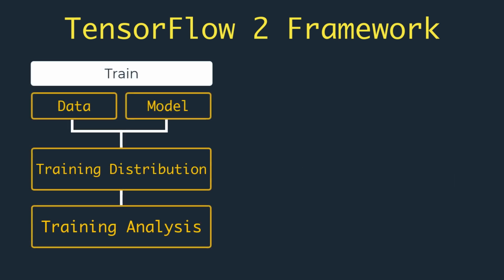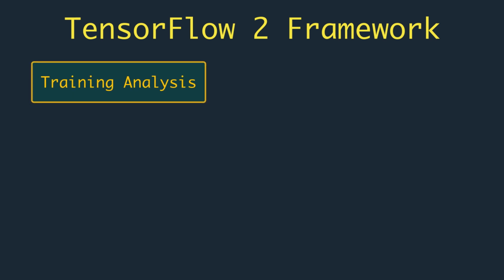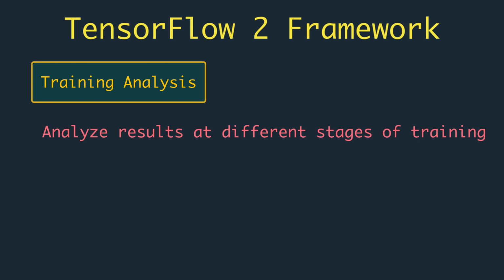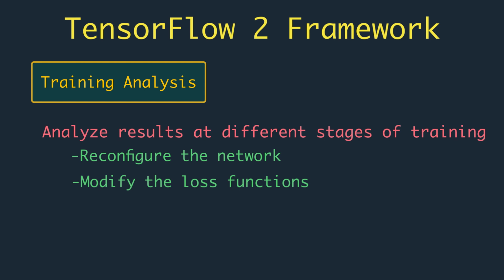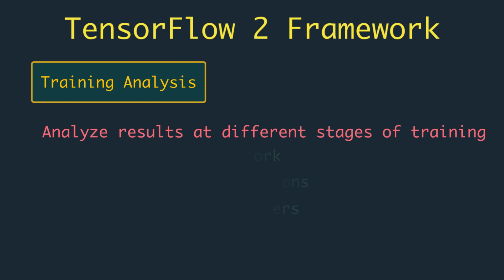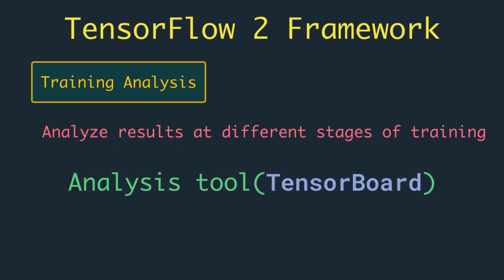And the last part we can fit under this phase is the training analysis. During the model training phase, we will need to analyze the results at different stages of the training. Based on this, we will reconfigure the network, may modify the loss functions, or try different optimizers and so on. TensorFlow provides an analysis tool called TensorBoard specifically for this purpose. It provides plots of various metrics such as accuracy and loss, which are widely used during model training. We will explore TensorBoard more deeply in our later videos.